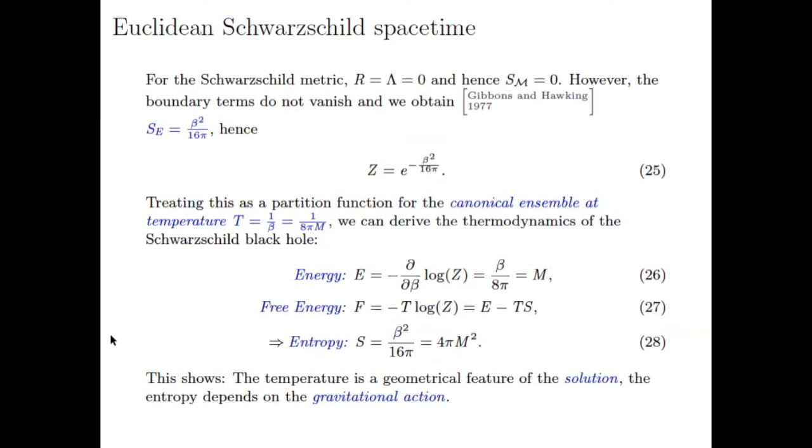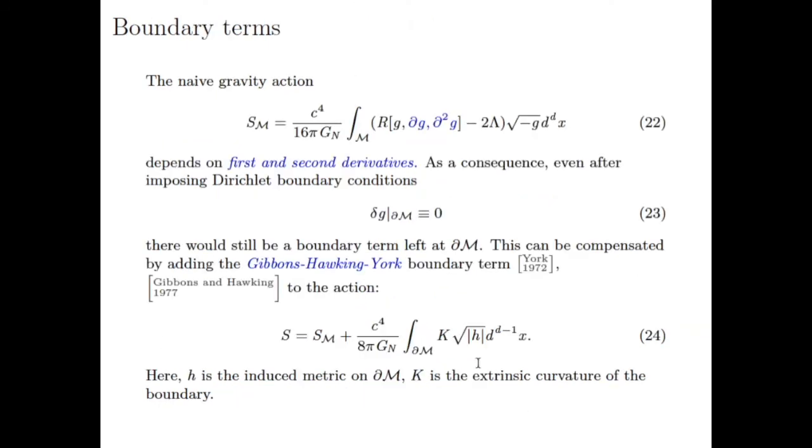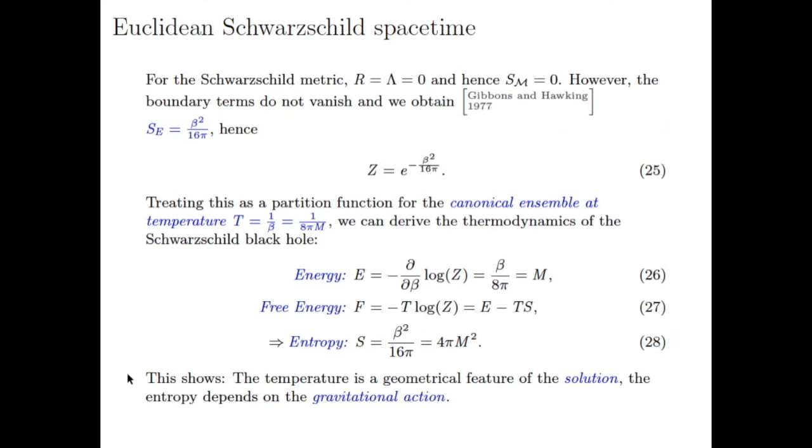In a sense, there's a certain ambiguity in choosing this term, which you fix by subtracting the result for flat space. Essentially, that's kind of like renormalizing or normalizing this result. And then you obtain that the on-shell action of the Euclidean Schwarzschild black hole is given by this beta squared over 16 pi. Beta is the inverse temperature. So you have this partition function, and you treat this as the partition function for the canonical ensemble at temperature T equals 1 over beta.